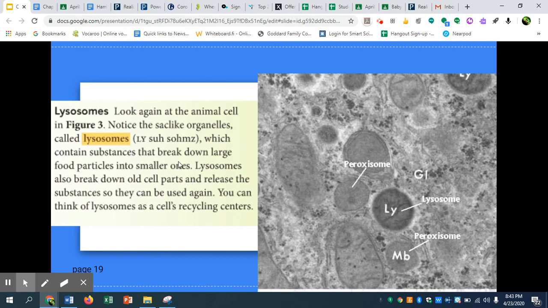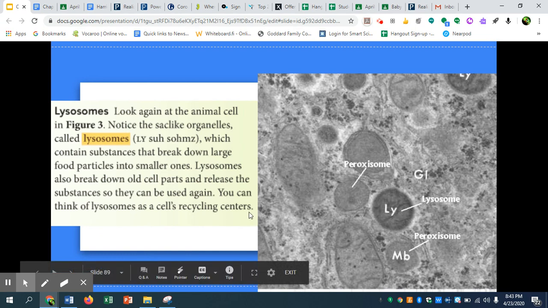So I know here we have this word peroxisome. We're not going to really learn about peroxisomes, but right here, it's round. Okay, a lot of things around in the cells, huh? And that's a lysosome.